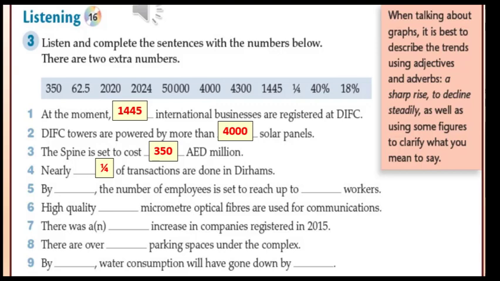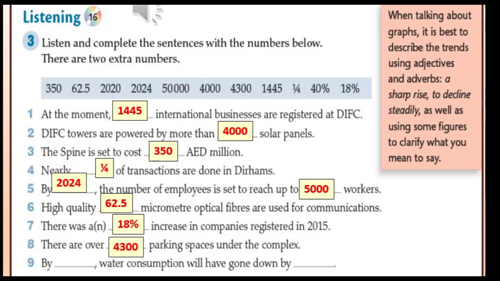5. By 2024, the number of employees is set to reach up to 50,000 workers. Number 6. High quality 62.5 micrometer optical fibers are used for communication. Number 7. There is an 18% increase in companies registered in 2015. Number 8, there are over 4,300 parking spaces under the complex. Number 9, by 2020, water consumption will have gone down by 40%.